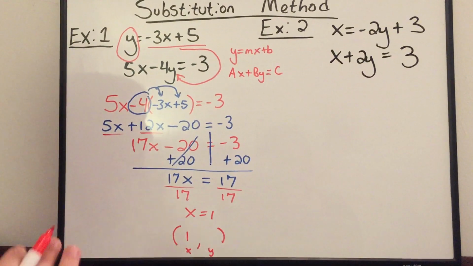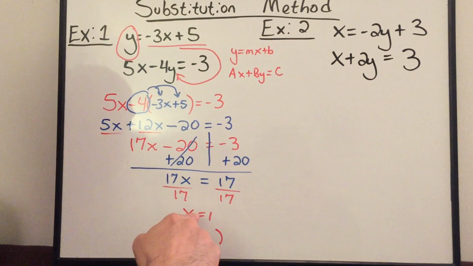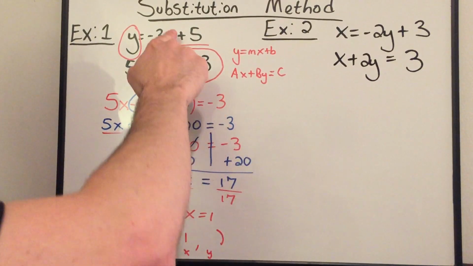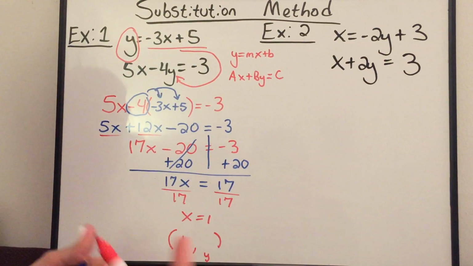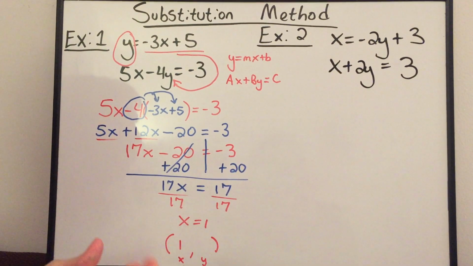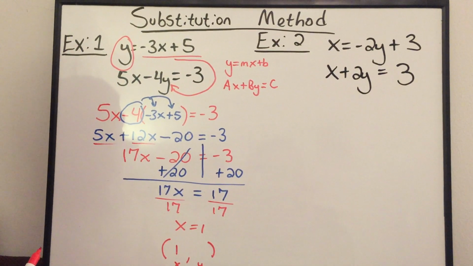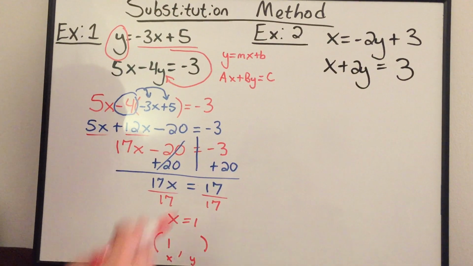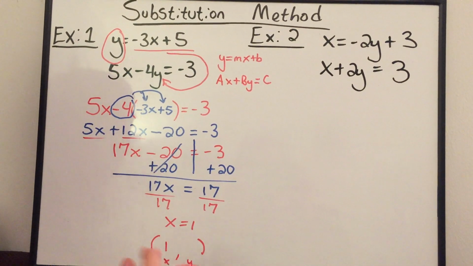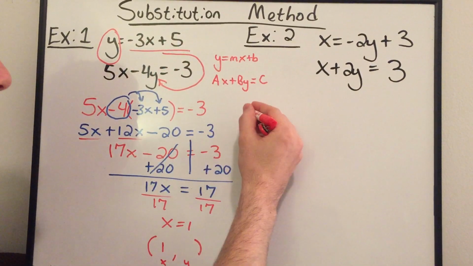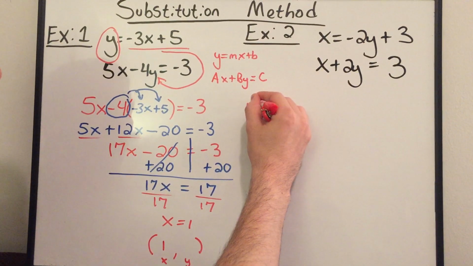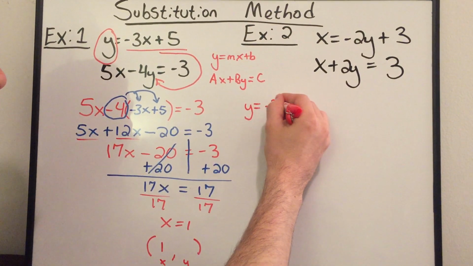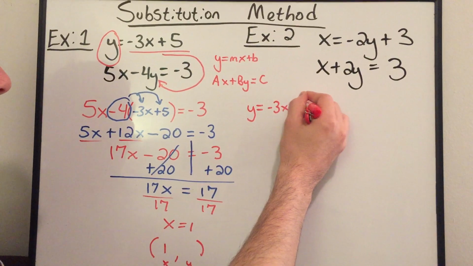Now this is going to be very similar to what we did with elimination. We're just going to take x equals 1 and plug it into one of our original equations. It really doesn't matter. I guess I'll just plug into the top one. I just tend to plug into the top one, but if you wanted to plug into the bottom one, that is perfectly fine. So I'm going to bring down y equals negative 3x plus 5.